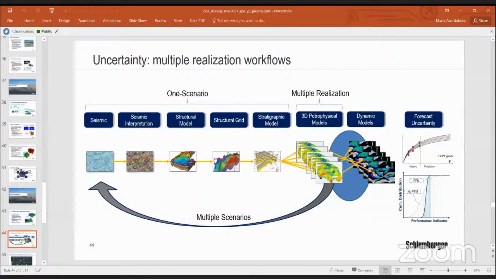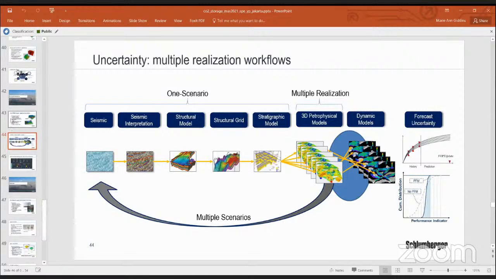We're also doing a lot of work on multiple realisation workflows to improve the whole environment for performing multiple realisation studies, whether it's on-prem or in the cloud. And as I've already mentioned, uncertainty is very important for CO2. The governments and other bodies overseeing CO2 storage want to know that people have assessed uncertainty and risk as part of their analysis before they start to operate CO2 storage schemes.